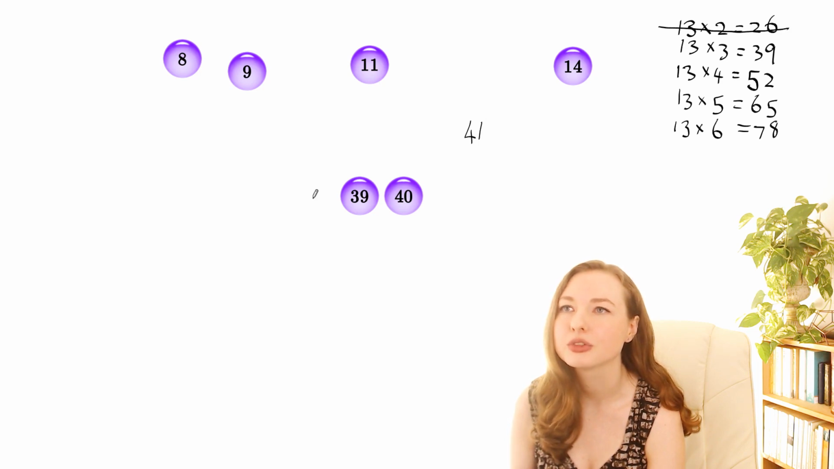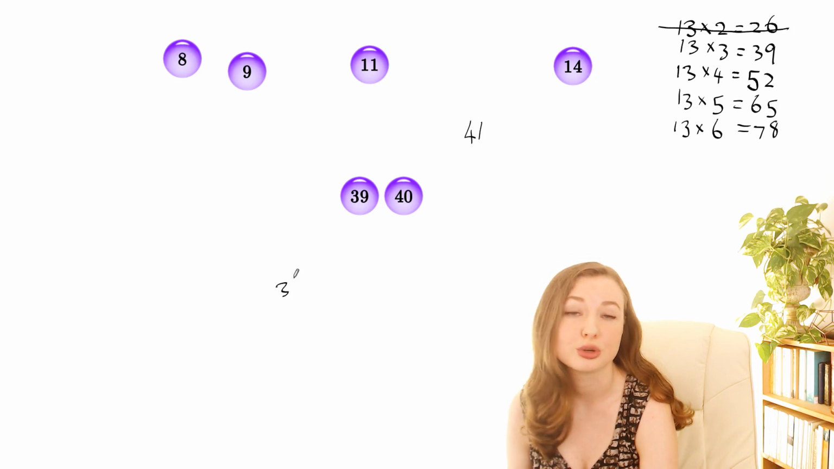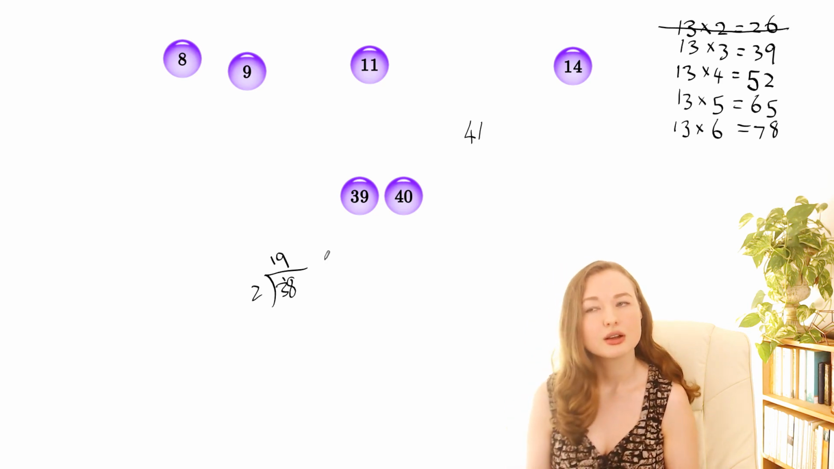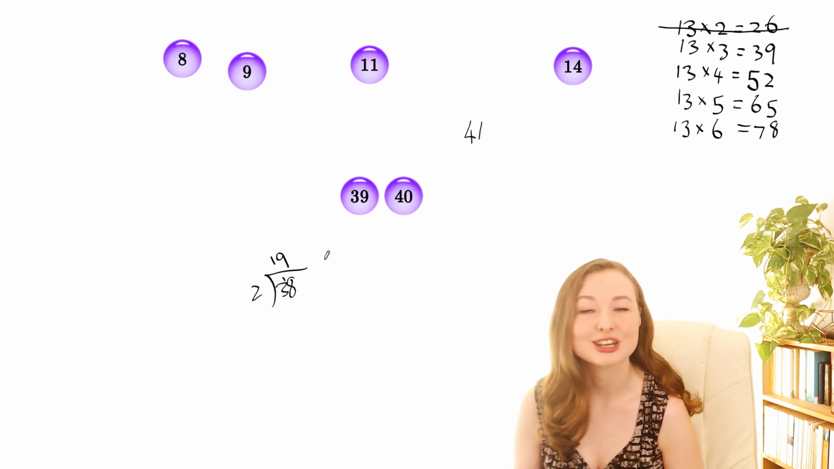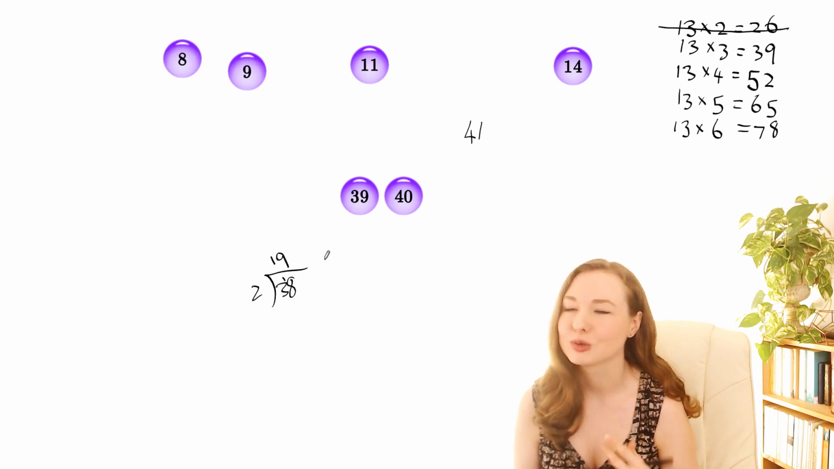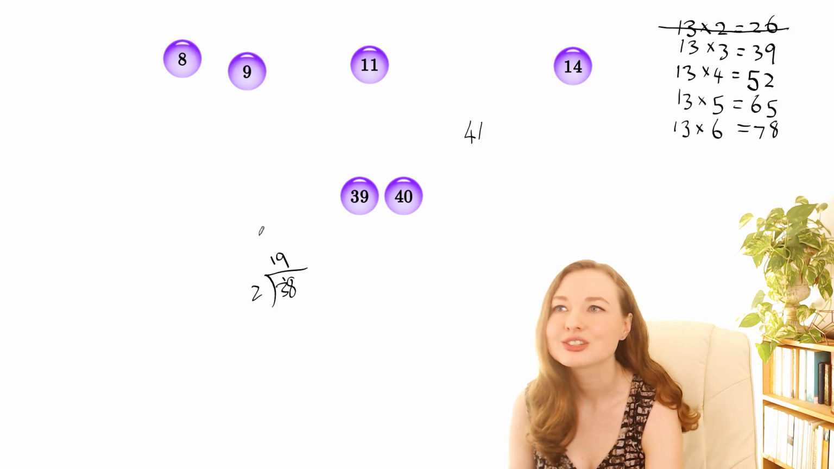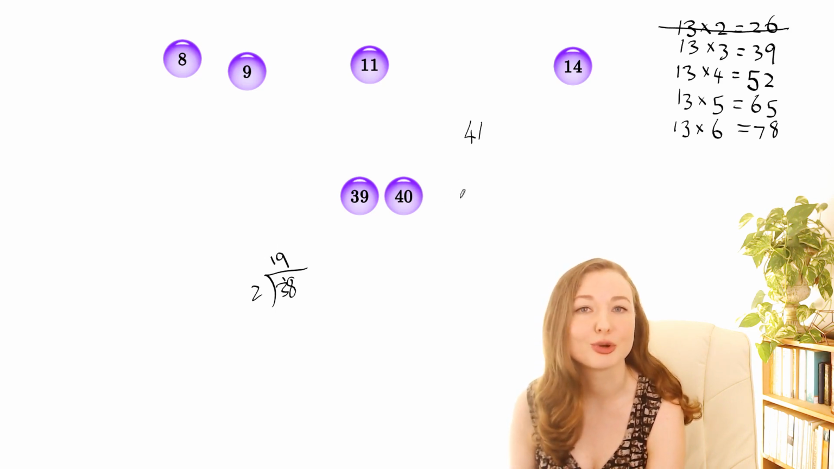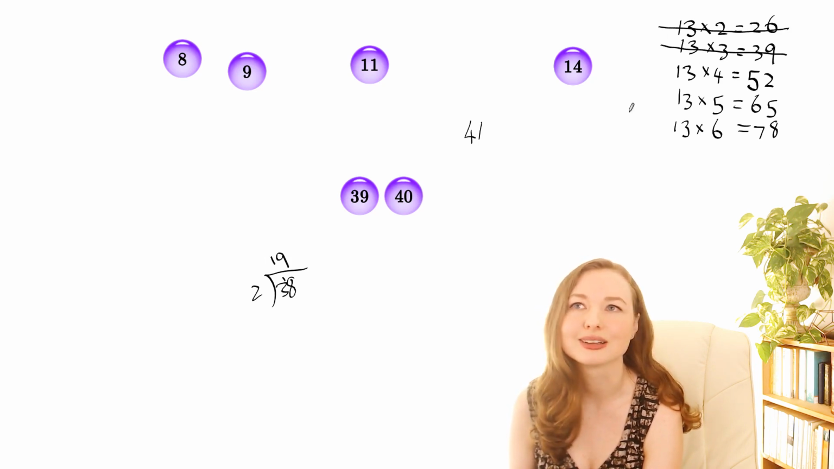How about 38? 38 is divisible by 2 because it's even, so we could do 2 into 38 goes 19. Now, can we make 19? 19 is actually prime as well. It's not divisible by 2, by 3, by 5, nothing. So we actually have no way of making 38 and no way of making 41. So we can rule out that as a possibility.